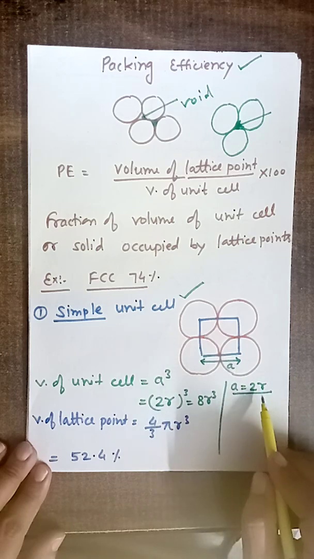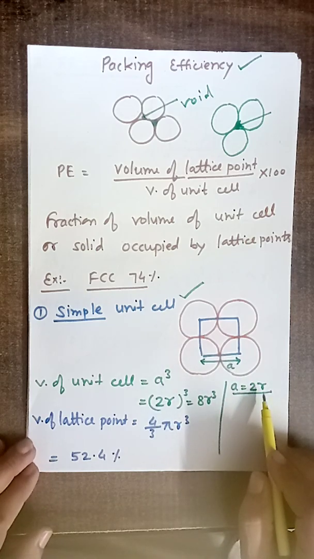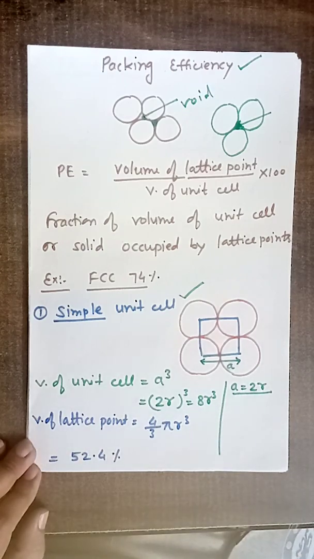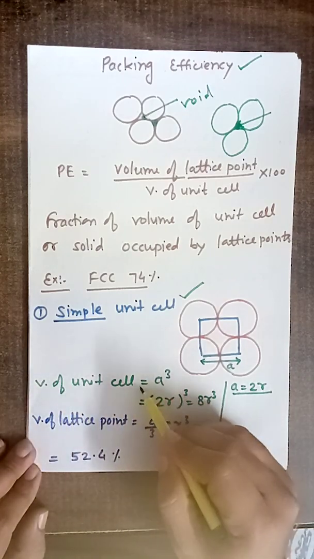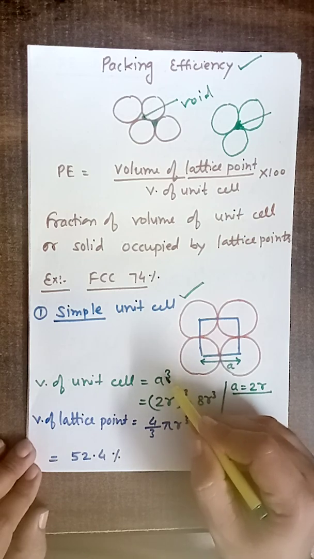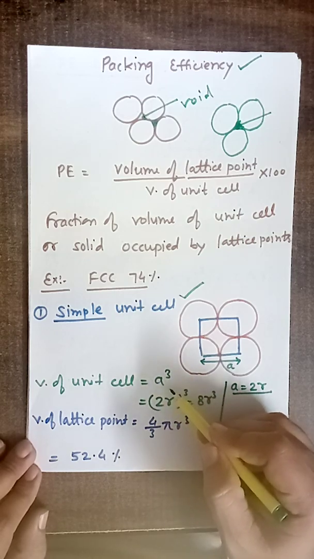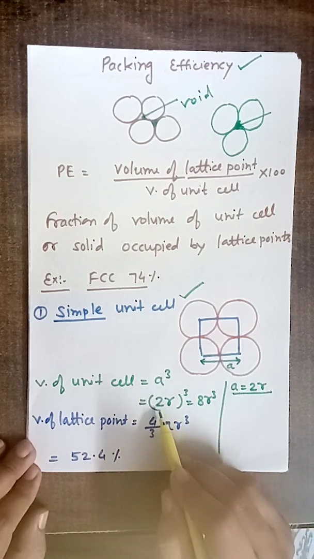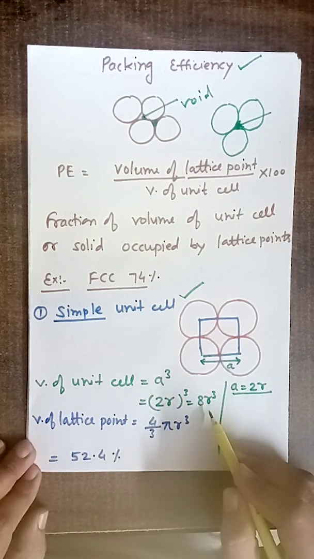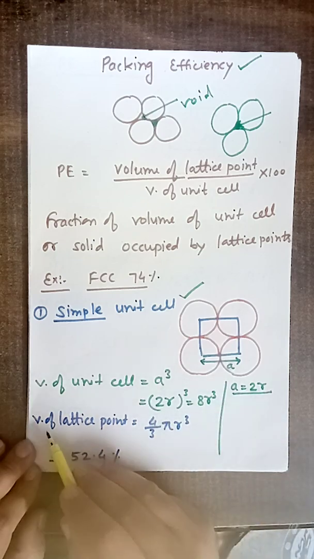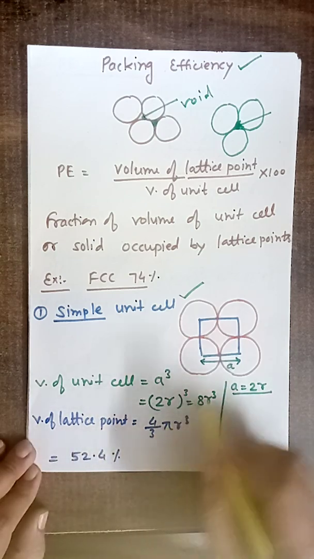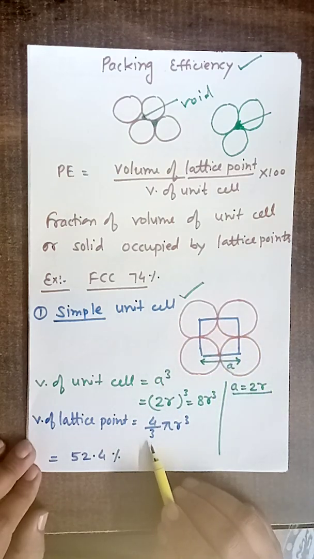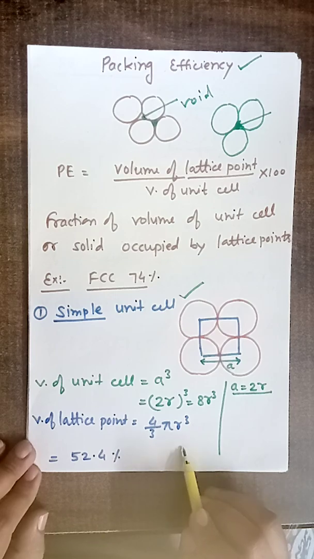As per the diagram, here r is the radius of the particle or radius of sphere and a is the edge length. Now volume of unit cell is given by a cube. As it is a cube, the volume of cube is a cube, and a can be replaced by 2r, so you can write (2r)^3, or 8r^3. Then volume of lattice point: we know that these lattice points are spherical in shape, and the volume of sphere is 4/3 πr^3.